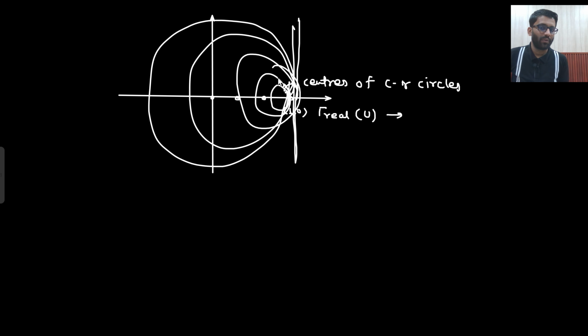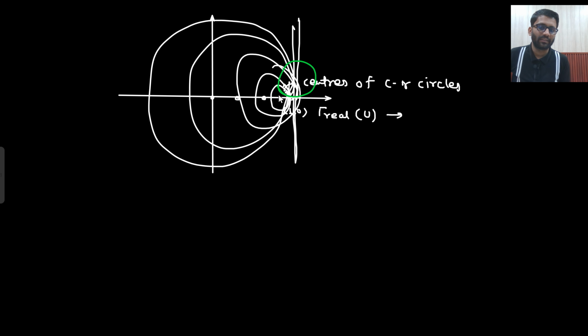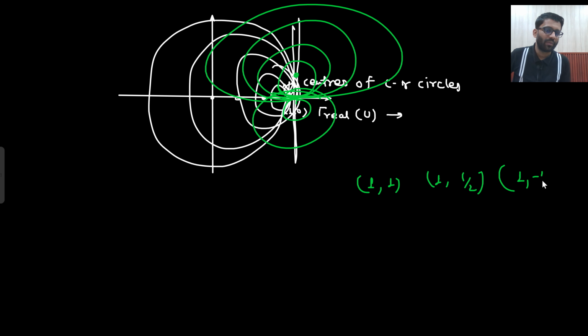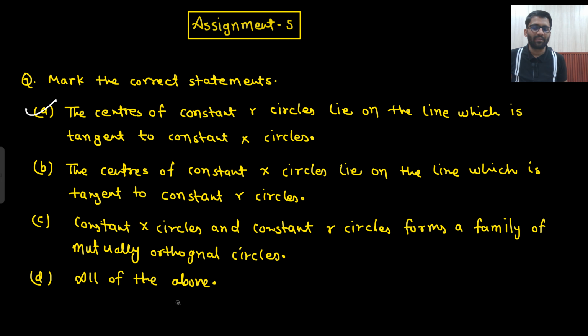Why is that so? Because how do the constant X circles go? Constant X circles go like this, like this, like this. So here only were the centers. If you remember, the centers were at 1, 1, then 1, 1/2, and here also there could be centers, so it was at 1, minus 1. So all the centers will be lying on this particular line which is tangential to our constant R circles. This kind of concept we have already seen. So the second statement is also true.